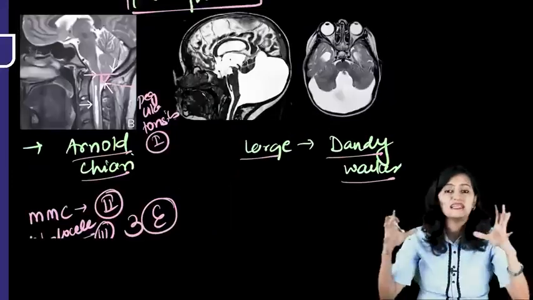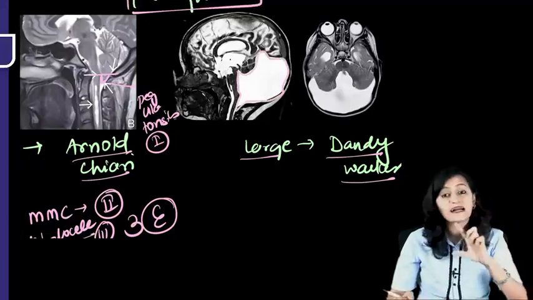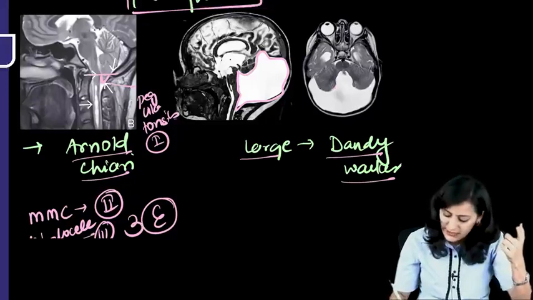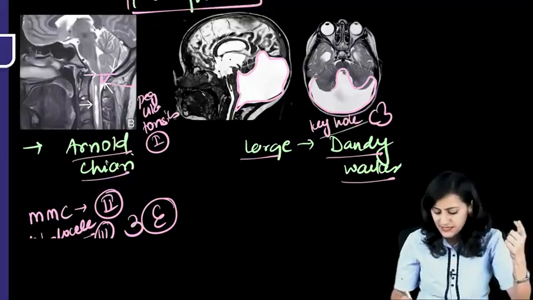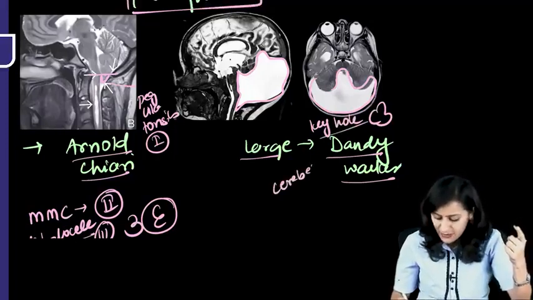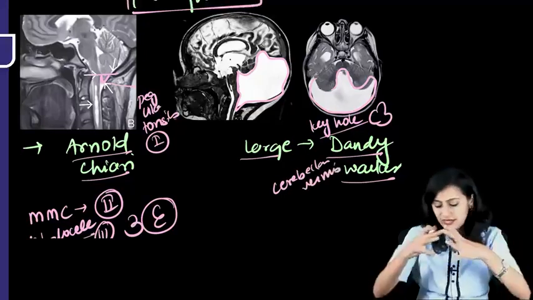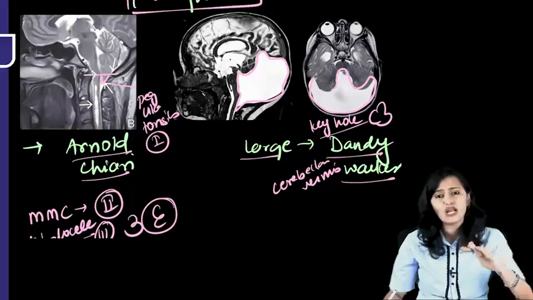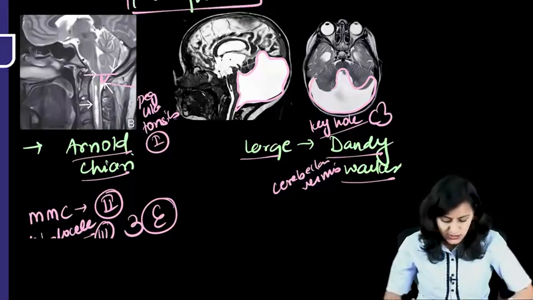In Dandy-Walker, there is a large posterior fossa cyst communicating with the fourth ventricle, which gives the appearance called the keyhole appearance. There is absent cerebellar vermis in Dandy-Walker malformation, and that gives this keyhole appearance. Along with that, there are other features like corpus callosum agenesis. All those features are seen.